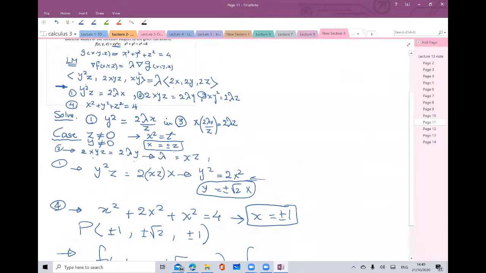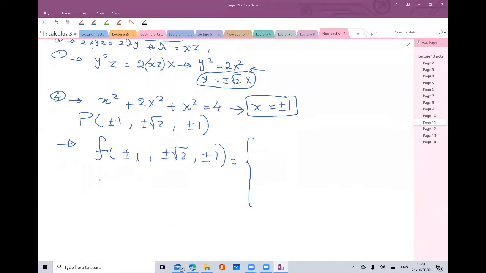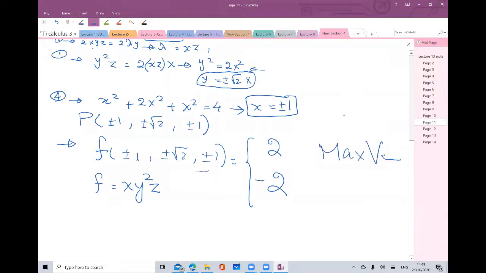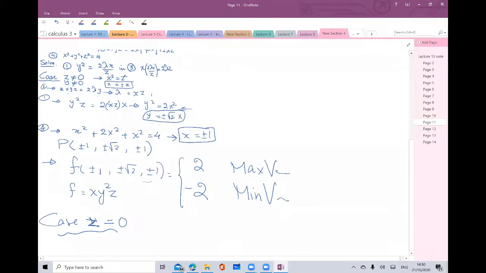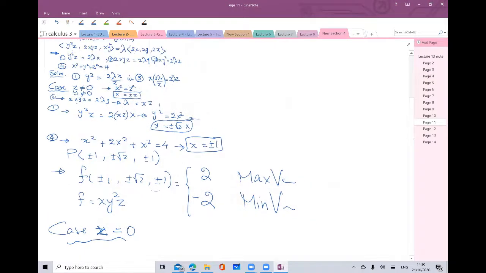What was the function here? xy squared z. The function is x y squared z. Plugging in, I'm gonna do the product of these, right? And the y squared, I'm gonna end up with 2 if they have the same signs and I'm gonna end up with -2 if they have opposite signs. So this is a maximum value of f subject to the constraint g and this is a minimum value of f. Also consider going back and taking the cases that you considered. You said z is not equal to 0. Consider the case z is 0 and y is 0. But if you put z is 0, what are you gonna obtain?